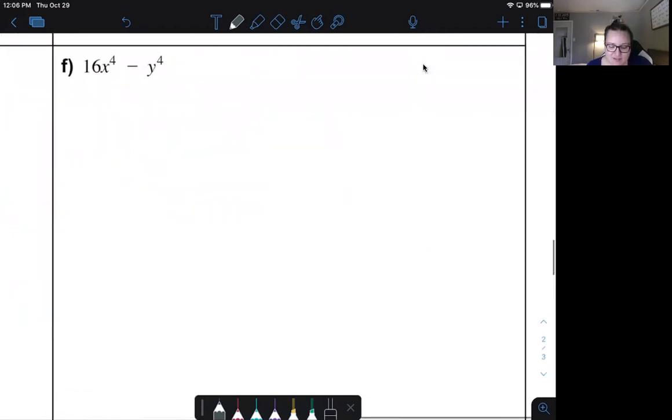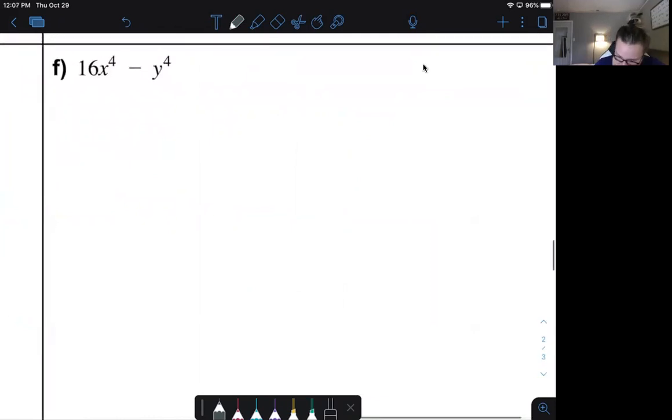All right, 16x to the fourth minus y to the fourth. Why don't you go ahead and give that a shot on your own? Press pause and then press play when you're ready to check your work. Remember to factor it completely.